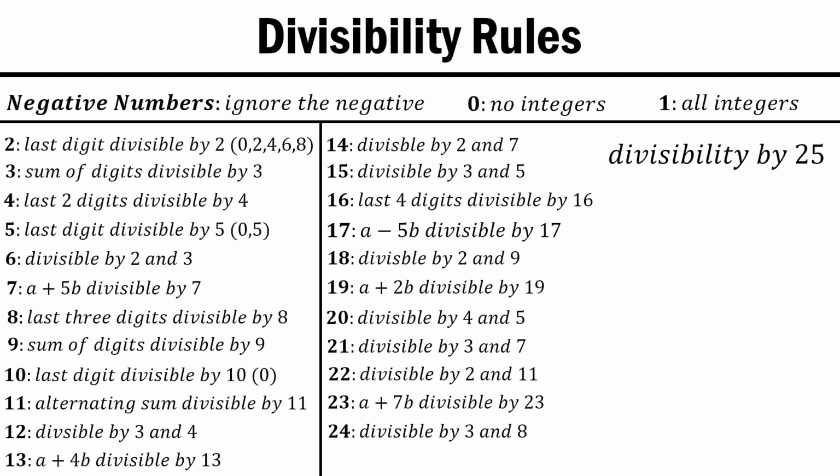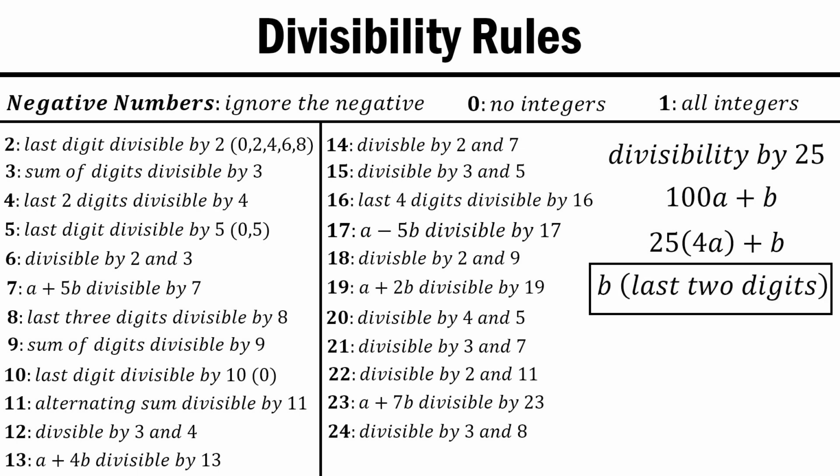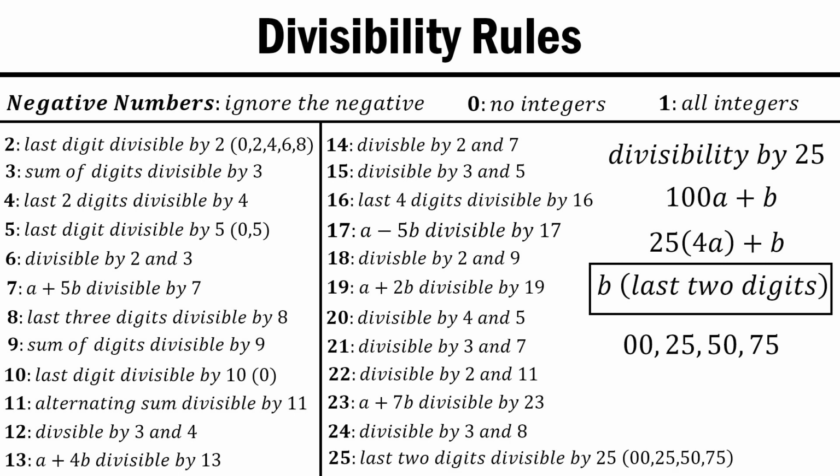Finally, we arrive at 25, and we make b represent the last two digits again to give us 100a plus b. 25 divides 100, meaning we only have to check that the last two digits are divisible by 25. The only two-digit numbers for which this is true are 0, 25, 50, and 75, and with this, we've come to the end of our list.